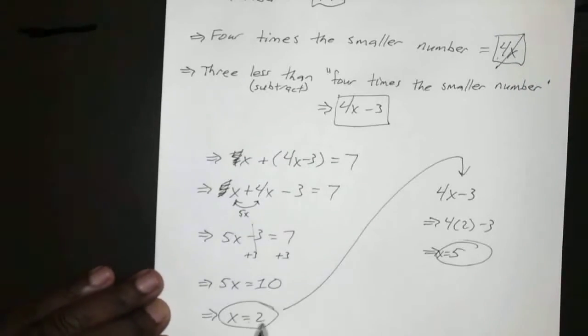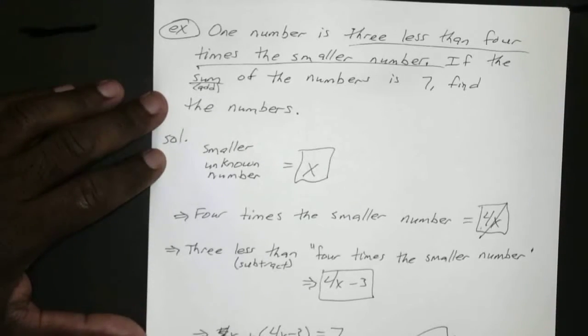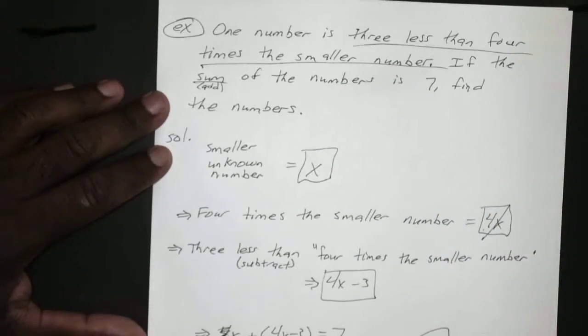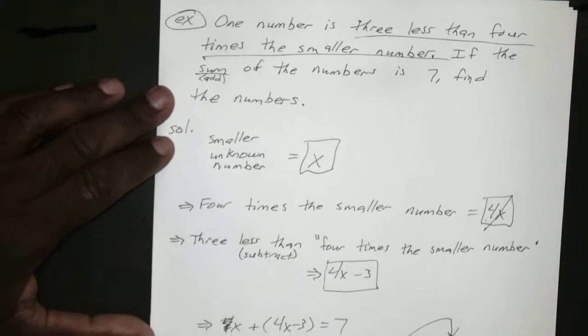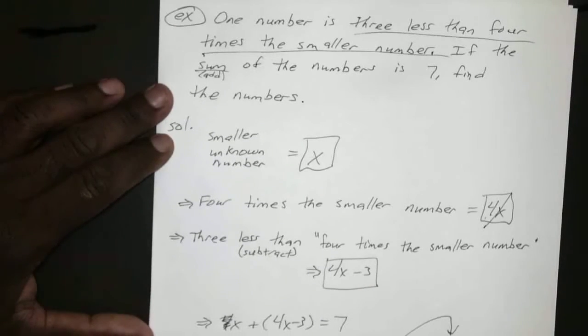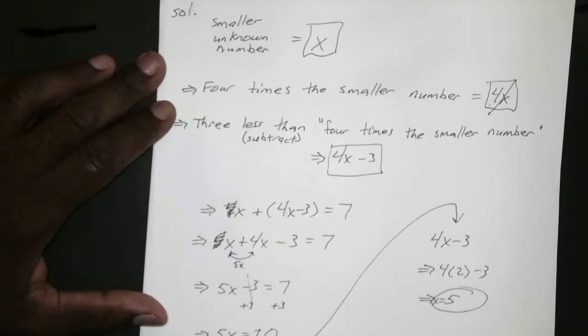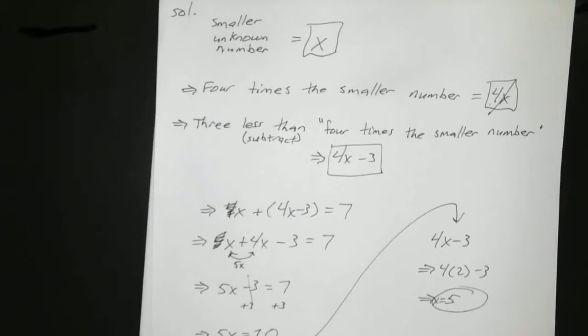Okay, so we know one number is 2 and the other is 5. You have your smaller number, and the next number is 3 less than 4 times the smaller number. So 3 less than 4 times 2: 4 times 2 would be 8. 3 less than that is 5, so it all kind of works out. All right, any questions on that one? All right.